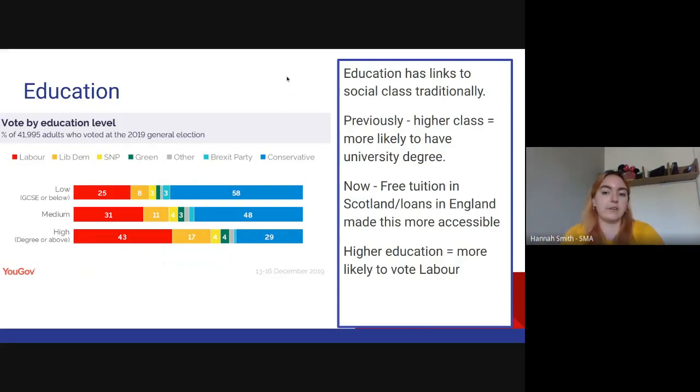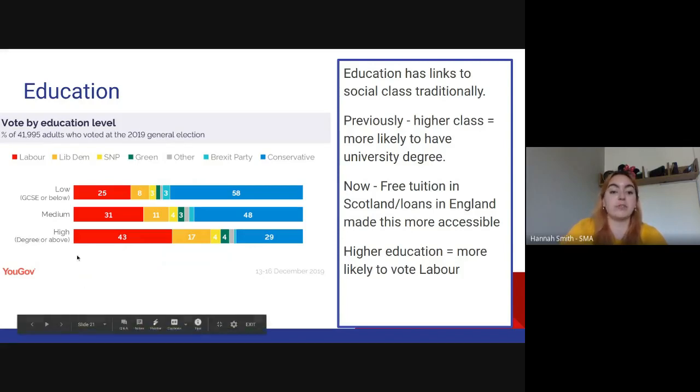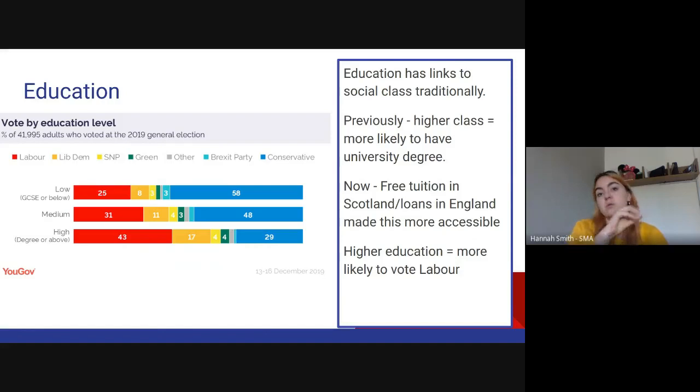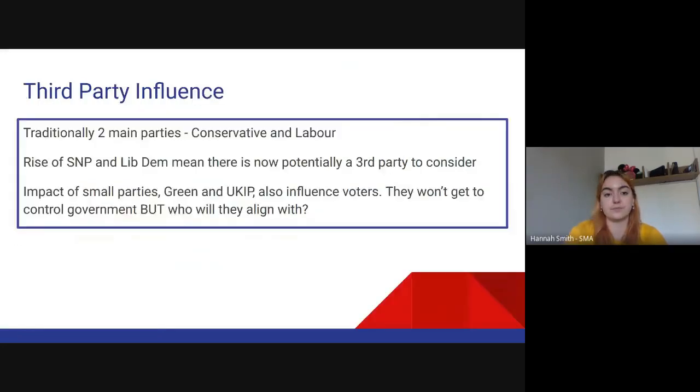We do know, however, that free tuition in Scotland and the loan system in England has made education more accessible, and higher education is more likely to vote Labour. Some would say because Labour argue for free tuition. They want to help people, they want to give back, they believe education engages in social mobility. Social mobility, the idea that wherever you start, it doesn't matter, it's what you do can move your social class.